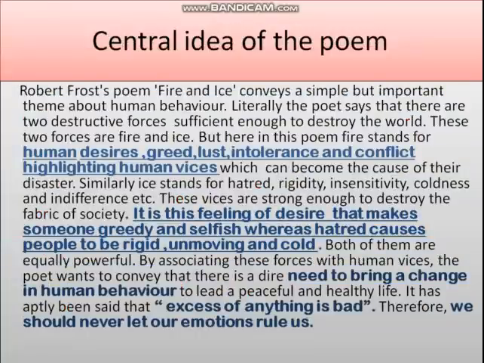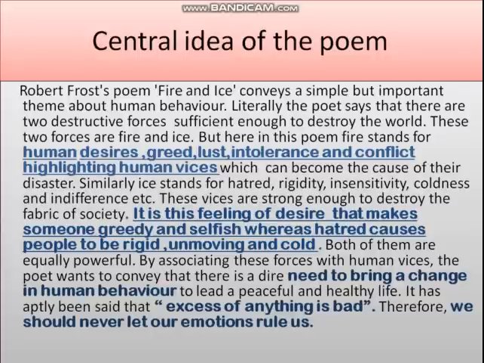Here we shall get to know the central idea of this poem. Robert Frost's poem Fire and Ice conveys a simple but important theme about human behavior. Literally, the poet says that there are two destructive forces sufficient enough to destroy the world. These two forces are fire and ice. But here in this poem, fire stands for human desires, greed, lust, intolerance, and conflict, highlighting human vices, which can become the cause of their disaster.